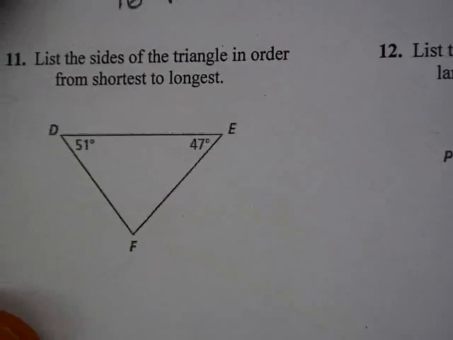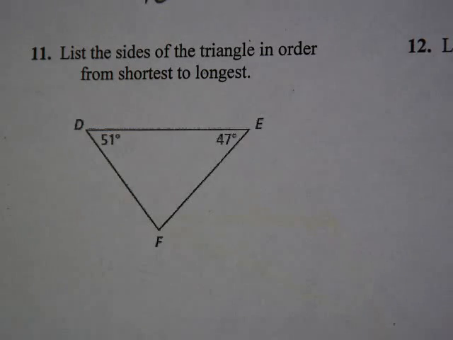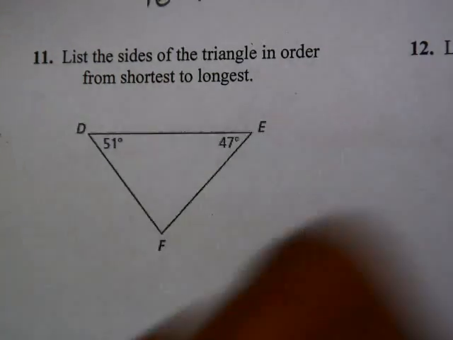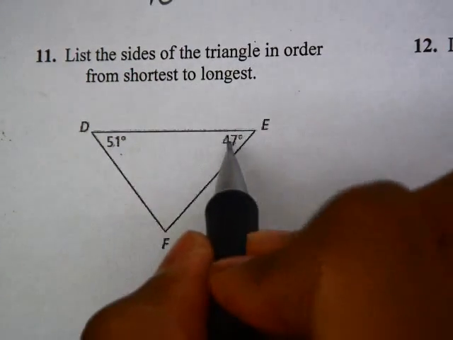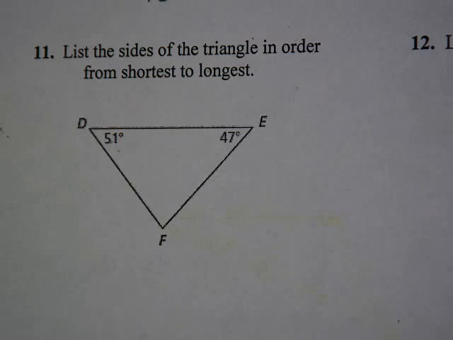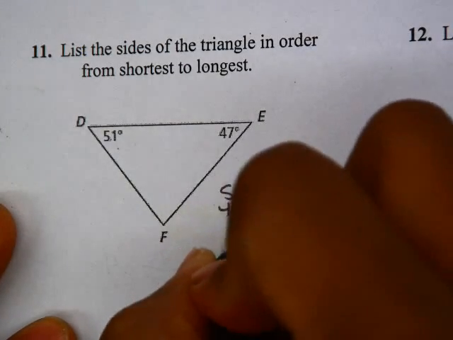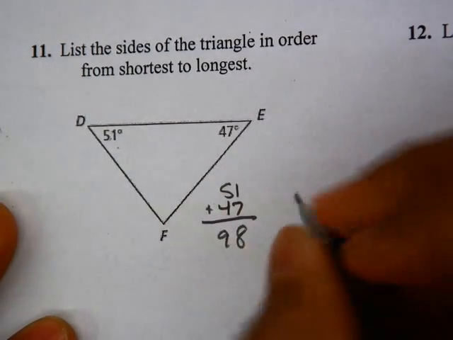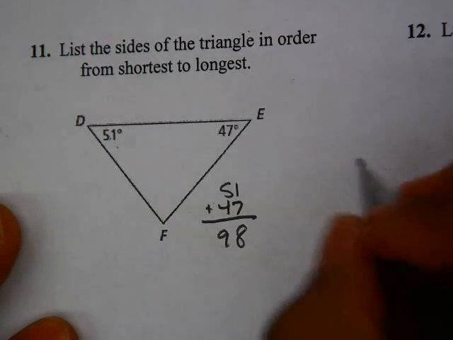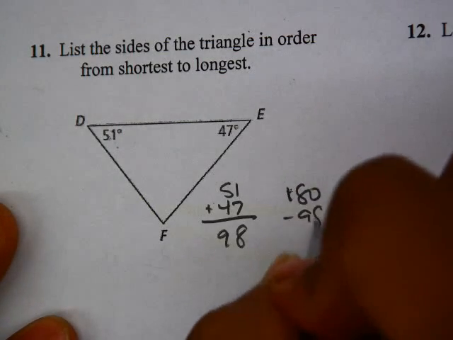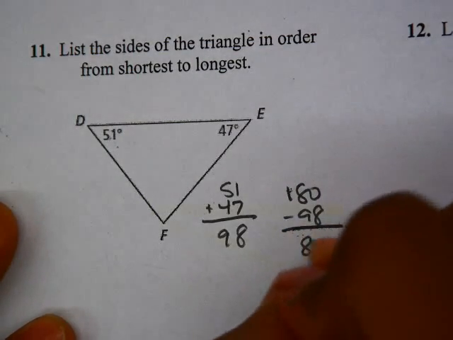So in 11, I'm supposed to list the sides of this triangle in order from shortest to longest. But they give me angles. This one's 51, that's 47. So I need to figure out what all the angles are first before I can figure out which sides are shortest to longest. So I'll add 51 and 47. That's 98. Subtract that from 180. And that's 82.